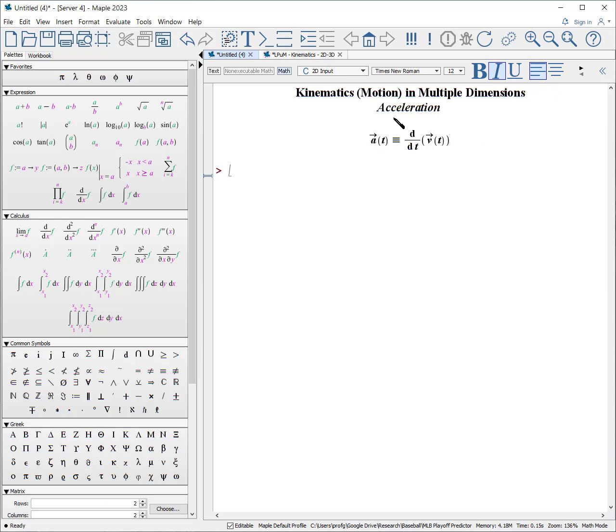The last definition is acceleration. Acceleration is the time rate of change of velocity. It is a vector because each component of the velocity vector gets differentiated with respect to time. Getting a feel for acceleration can be challenging and is best done in an experimental environment.